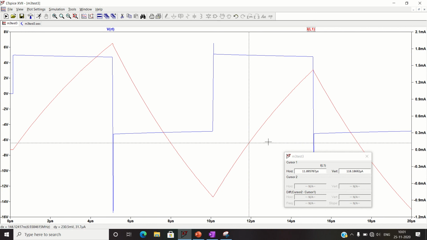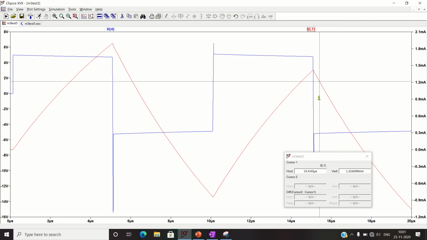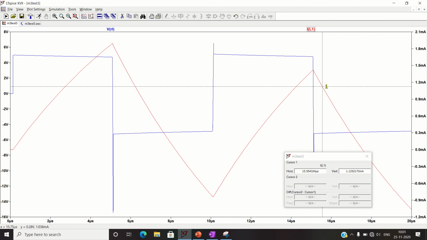Then as it moves forward and goes in this section, now here what is happening at this point for a small part, my current is positive, and if you check the voltage, it is negative. You can see here the voltage is negative but my current is positive. So because of this, in this section my diode D2 will be conducting.